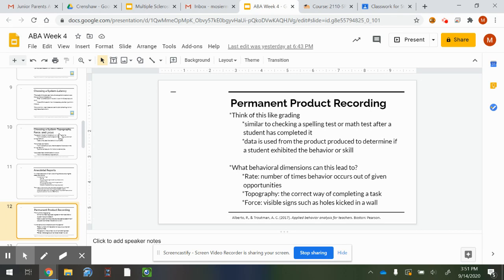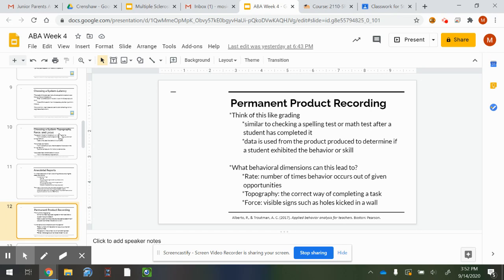As an example, I had a student years ago who was on the autism spectrum and had some issues with initiating work and also completing work. So we made a task analysis for him, breaking down each task. And then he was able to show and check off that he completed each of the steps. He turned in his work with the task analysis checklist, and that was our permanent product recording. We could see what steps he did complete independently and which ones he did not.